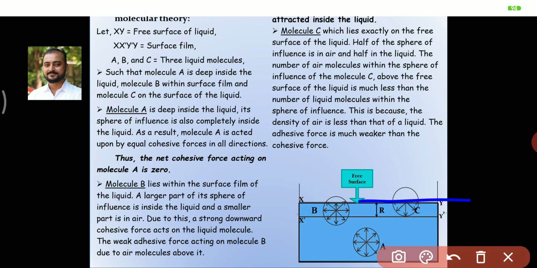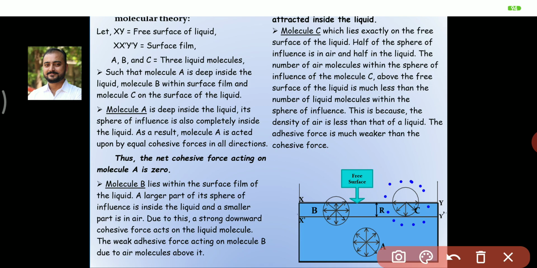Okay, now which force is greater in case of this molecule? Look here, you can see that it is surrounded by the liquid molecules in the downward direction. Actually it is very close, on the boundary of the sphere, but I will represent it as somewhat away. And here the air molecules are present.